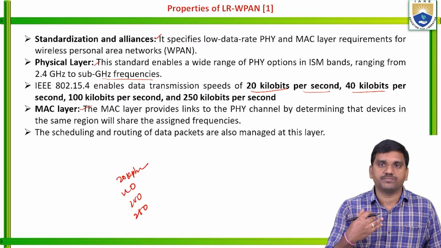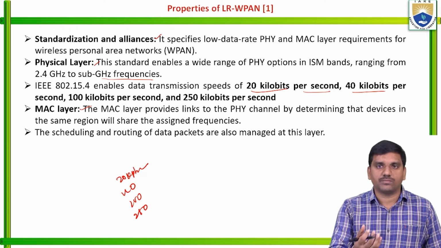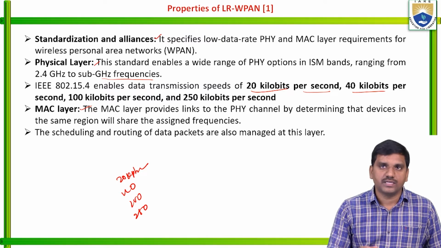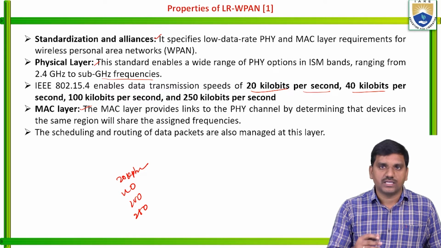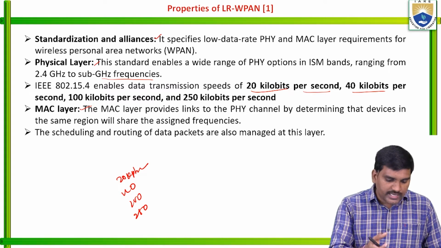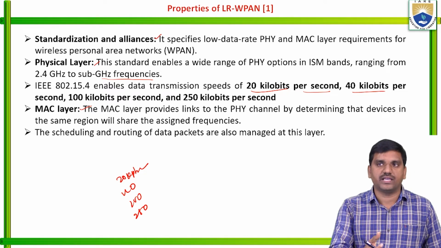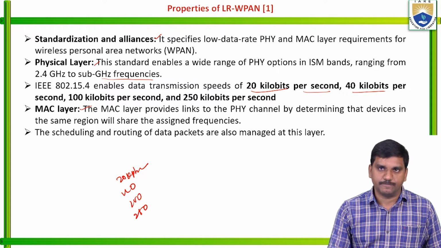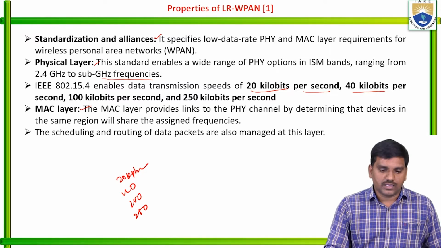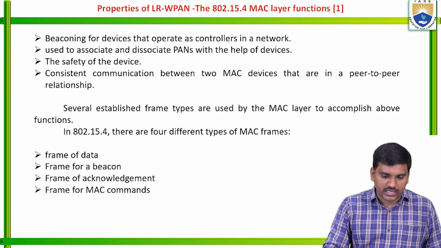So these are some more features of LRWPAN, like standardization and alliances. The physical layer, along with different transmission speeds, that is 20 kbps, 40 kbps, 100 kbps and 250 kbps, along with the MAC layer. So these are some features of LRWPAN.